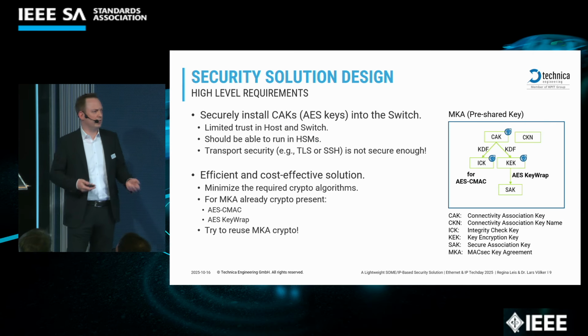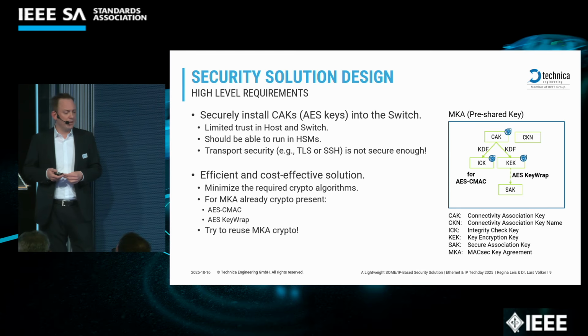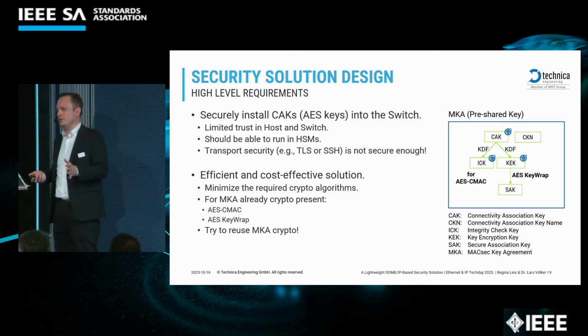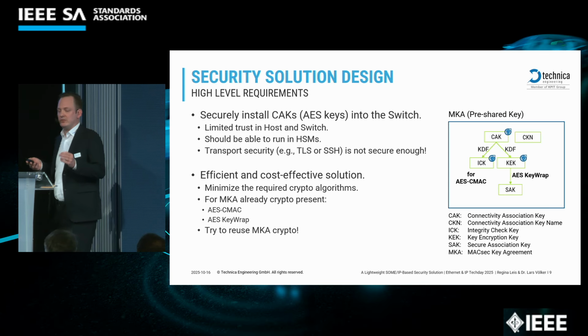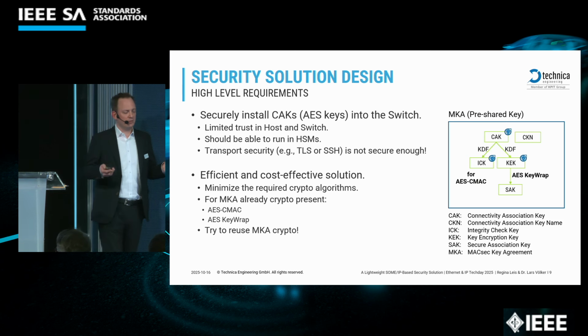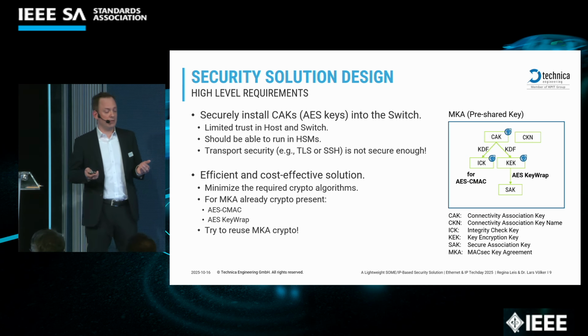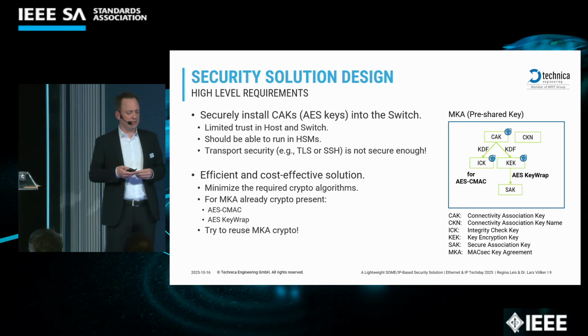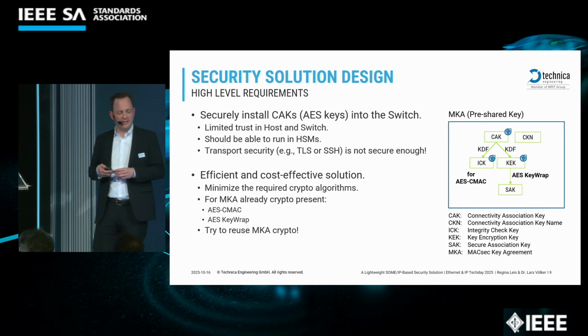You can think about it as like an ID or label, so you know which key we are talking about. And then, of course, we are using the key. And we want to do two things here. We wanted to basically make sure that messages being transported for the key exchange protocol of MACsec, that is MKA, are protected. That's what the AES-CMAC in the lower left corner is for. And for that, we use a key called the integrity check key, ICK.